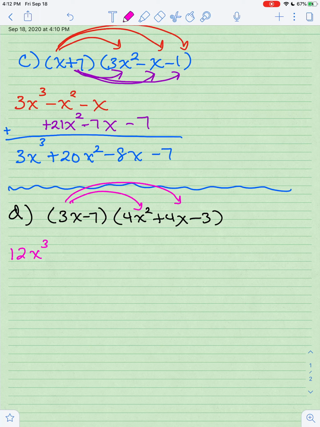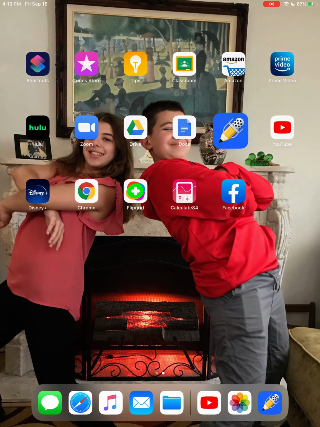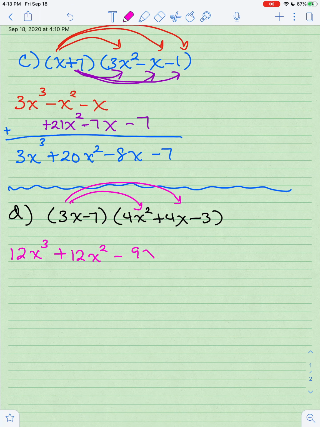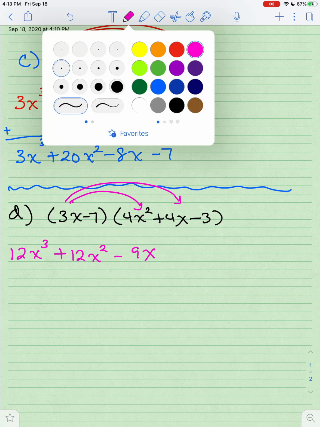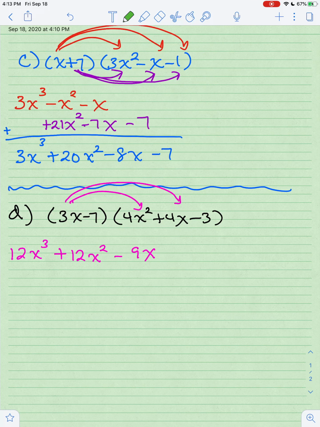And then 3x times 4x, well, that's going to be 12x squared. Then 3x times negative 3 is going to be negative 9x. Oops, sorry about that, negative 9x. Okay, and now we'll do the ones underneath.